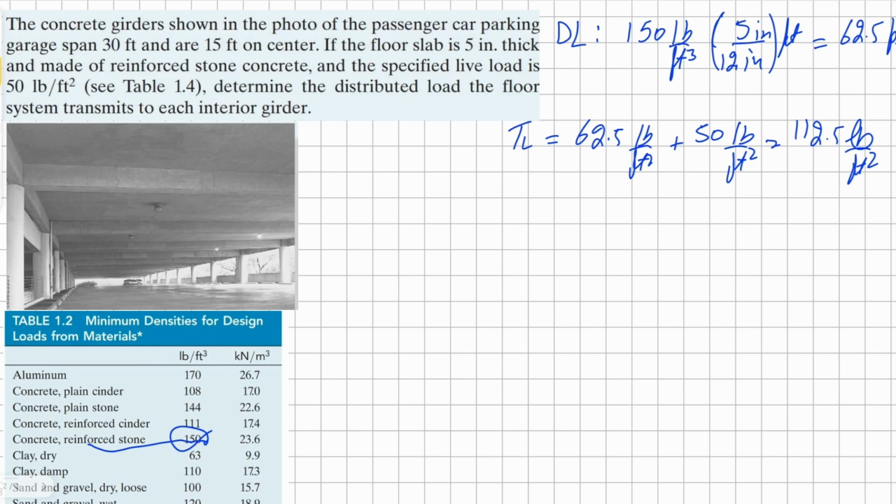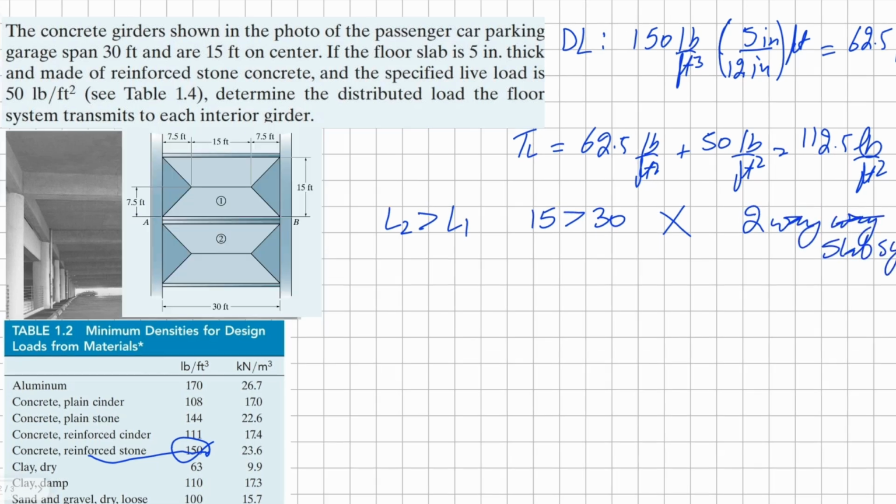Now our second step is to find out if it is a one-way system or a two-way slab system. First, we need to know if the length of the girder is greater than the span or not. We know that our girder is 15 and our span is 30. Therefore, it is a two-way slab system. There would be a trapezoidal distributed loading on these interior girders.